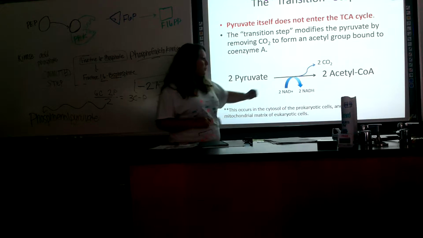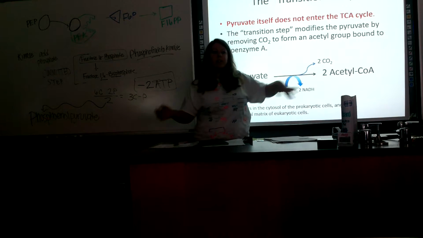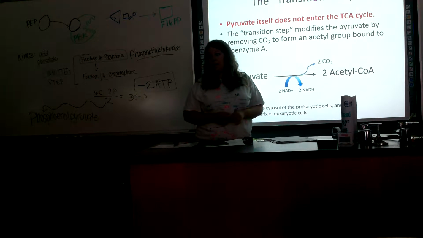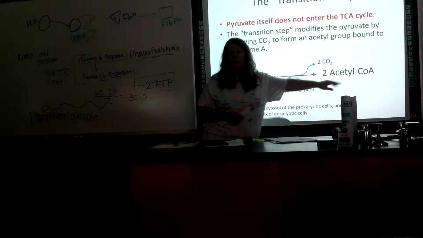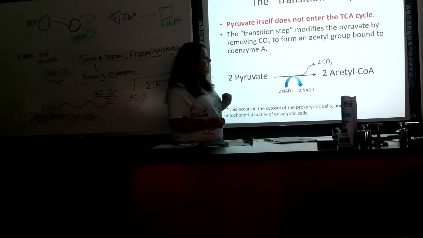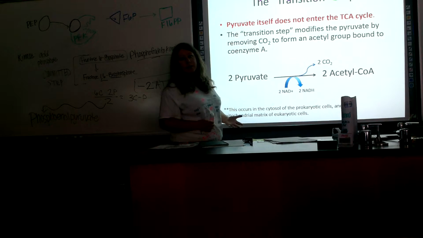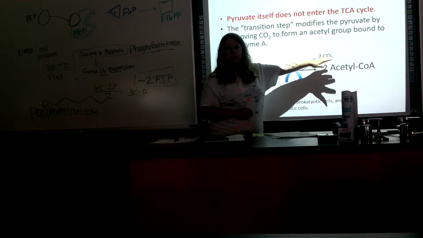And then that acetyl group is going to be attached to coenzyme A, and coenzyme A is going to carry the acetyl into the citric acid cycle. So it's like it's catching a taxi to the TCA, okay? In this process, all that I want you to take out of this is that, one, pyruvate is not what goes directly into the TCA cycle, and two, we get some CO2 out of the reaction.